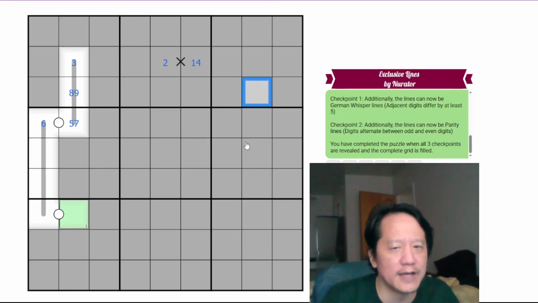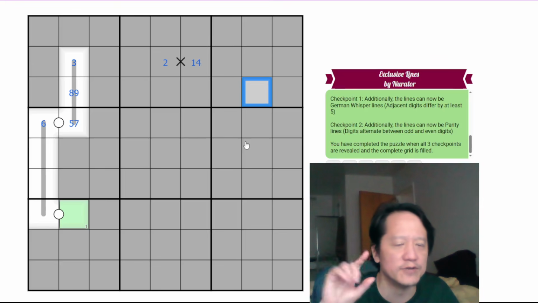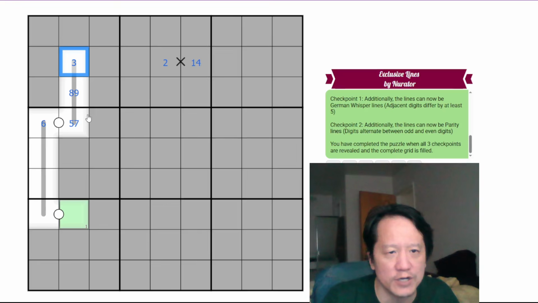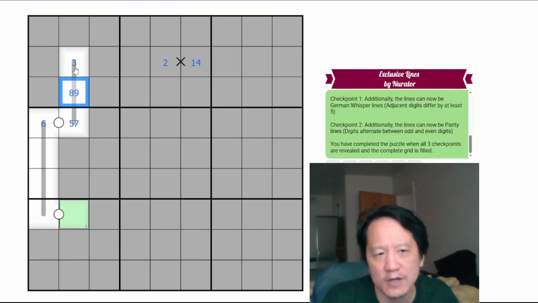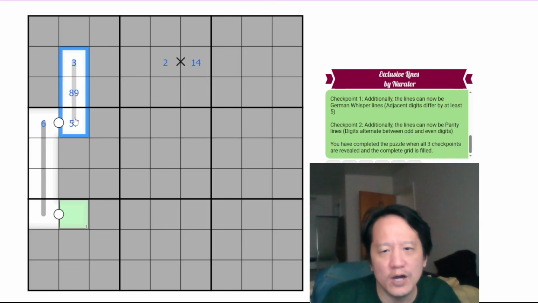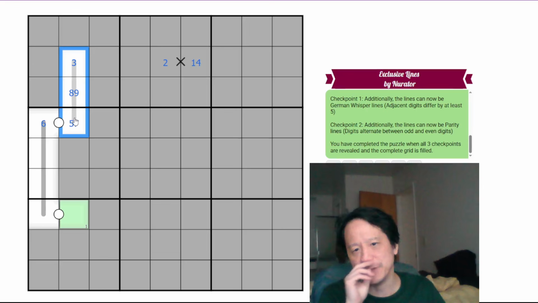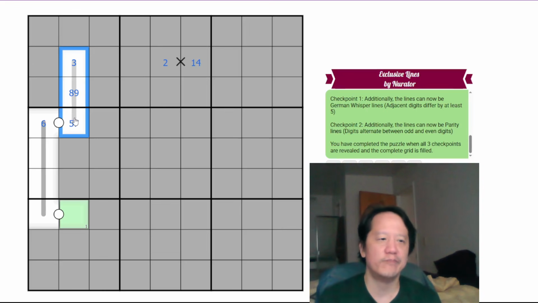additionally, the lines can now be parity lines, which are digits alternate between odd and even digits. So, for example, if this were an odd digit, this would have to be even on these lines, if that were the case. You have completed the puzzle when all 3 checkpoints are revealed and the complete grid is filled. Okay. I hope I made that clear about how the rules work.